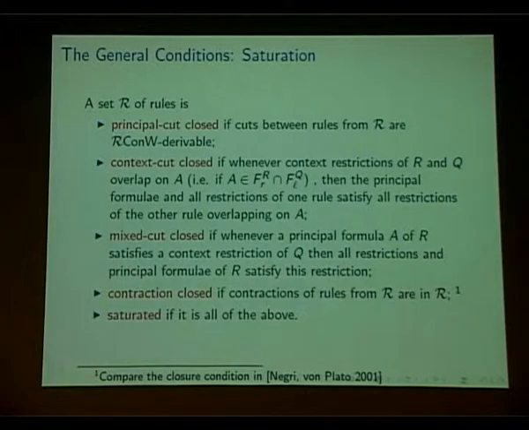Let's furthermore say that a set of rules is mixed cut closed if we have a cut between two conclusions of sequent rules, where the cut formula is contextual in the first rule and principal in the second rule. Then we can push up the cut into the premises of the first rule. All right, contraction closure means saturated under this operation of contraction on derivation rules, and saturated means we have all these properties. So if you know the standard Gentzen cut elimination proof, then you will see that this is exactly what you need in order to make the double induction go through.